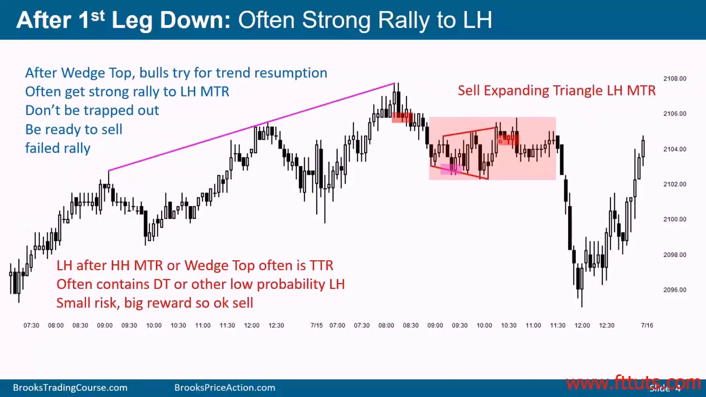Expanding triangle, and you could sell below this bar and put a stop up here. If I sold below this, I would probably keep my stop up here. You get 2 bull bars, a decent sized bull bar, might go a little bit higher. You're betting on a lower high major trend reversal and a second leg down after the wedge. I think the best stop is up here.